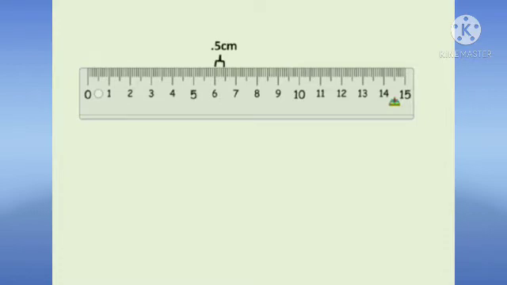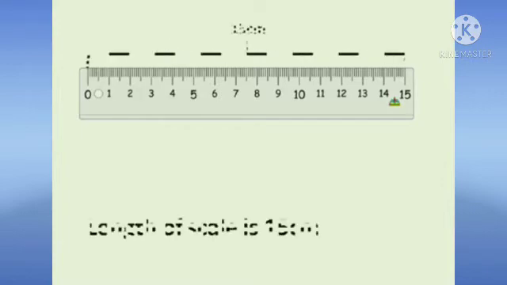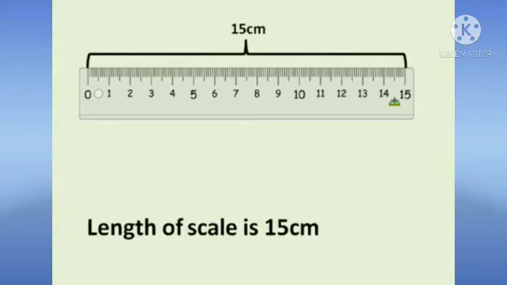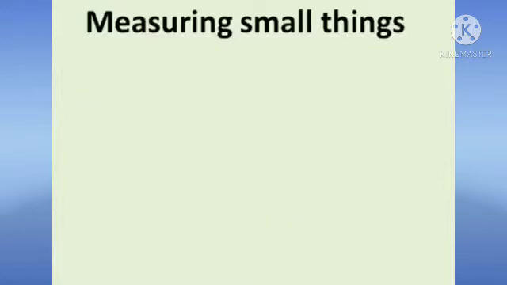This small portion is half centimeter. This 0 to 1 is equal to 1 centimeter. Now 3 to 5 is 2 centimeter and so on. The length of scale is 15 centimeter. We use this for measuring small things. Let us see some examples.